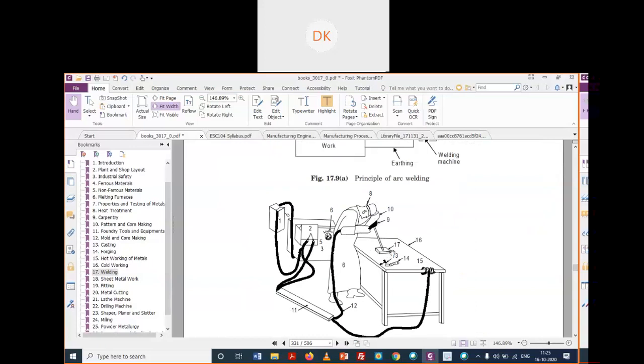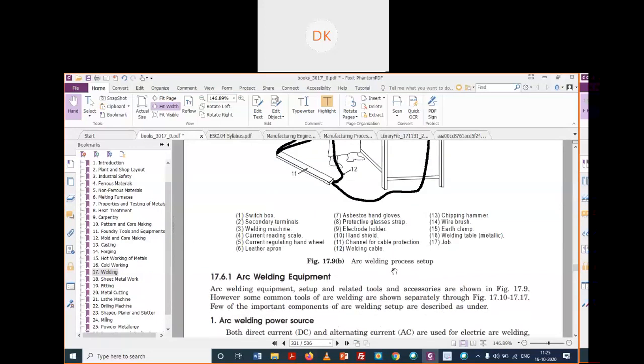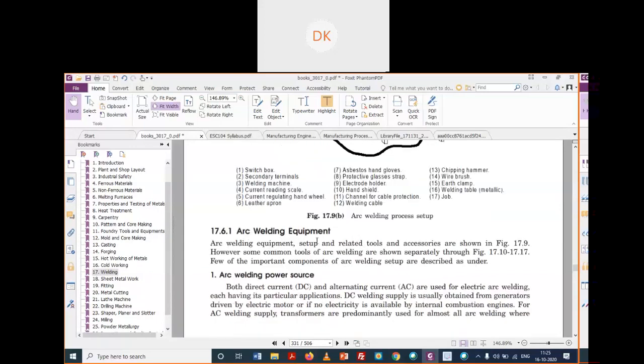You have to put the seal on, and this is the electrode. This is the electrode holder, and this is the electrode. By flowing electricity through it, you have to join the material. How? By melting the material. So this is fusion welding. These are types of fusion welding. So these are the arc welding equipment.